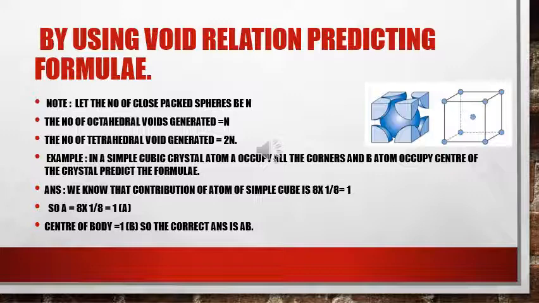What is the number of atoms in B? B is nothing but body centered, only one atom. B is equal to 1. So, A is equal to 1, B is equal to 1. Therefore, the formula of the crystal is AB. Hope it is clear.